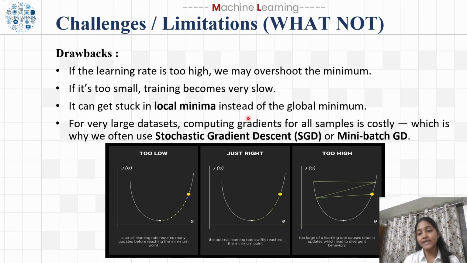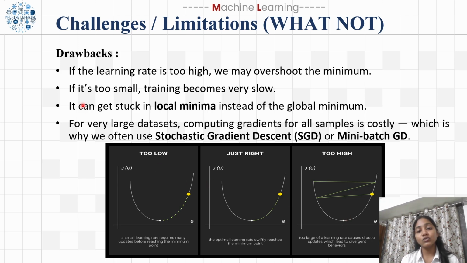There are some challenges in gradient descent. The first challenge is, if the learning rate is too high, we may overshoot the minimum. In this figure, look at the third diagram, where the learning rate is too high. You can see how the function is jumping from one point to another, and this happens repeatedly, and you are not going to reach the local minima.